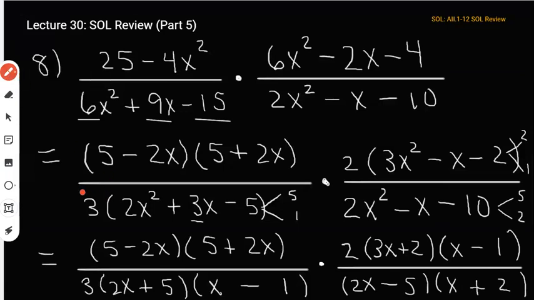So now, what can we cancel out on both sides? The first thing that I see is I have a 5 plus 2x right here. That's the same thing as 2x plus 5 down here, so I can cancel those. So those are gone. What else can I cancel out? I see that I have an x minus 1 down here, right? X minus 1 up here.